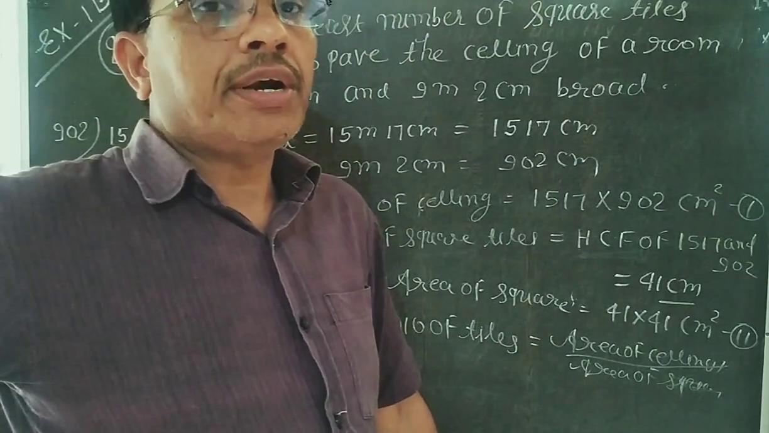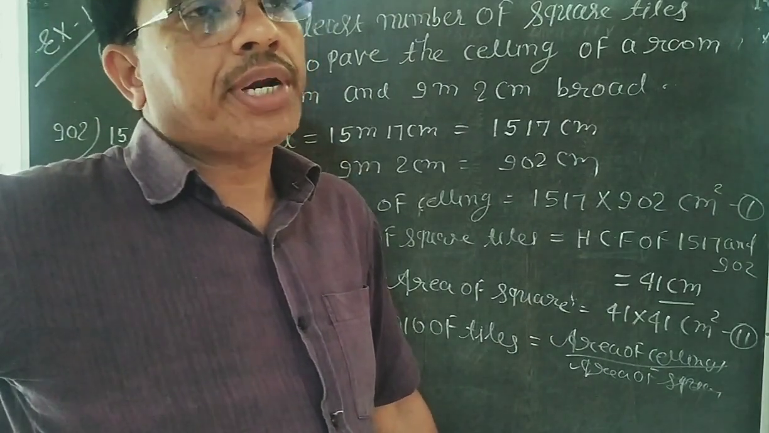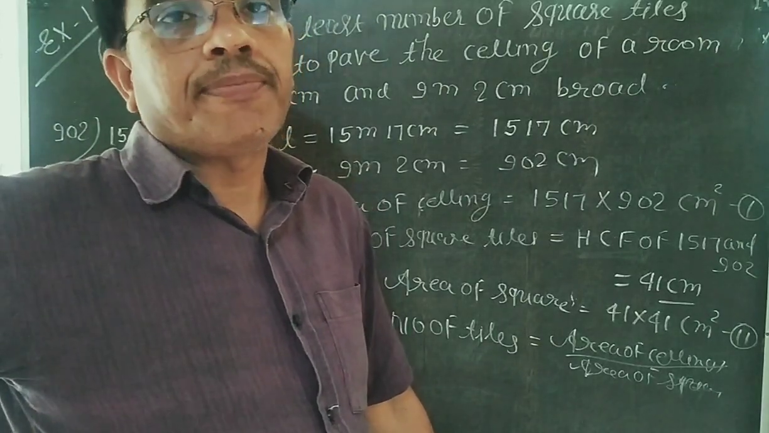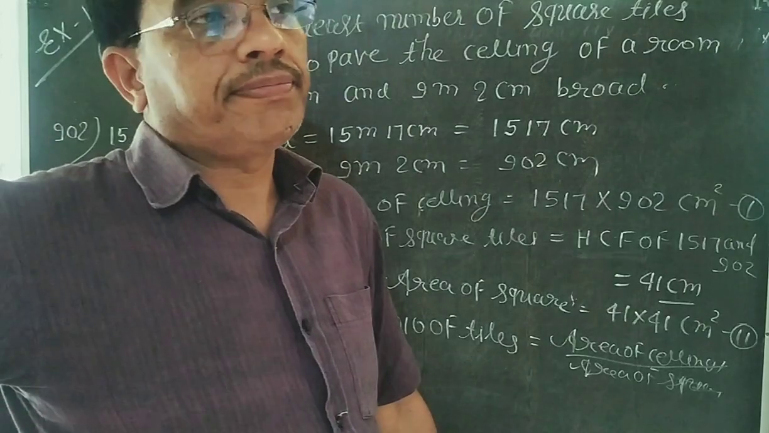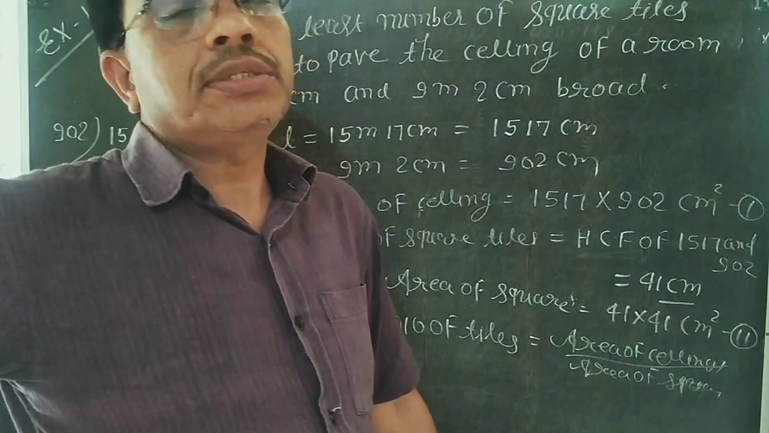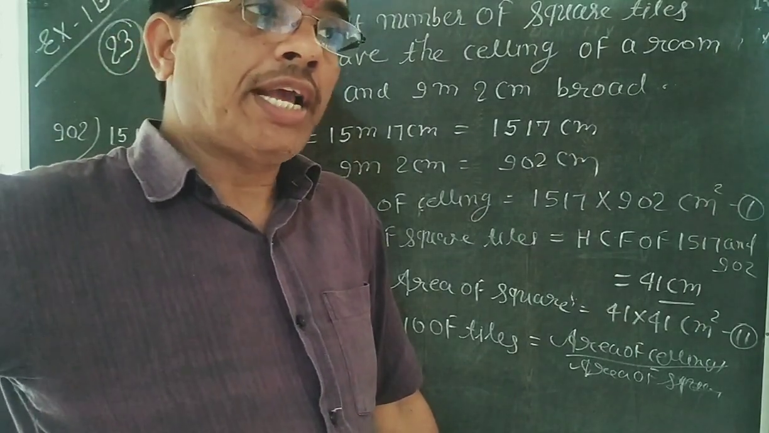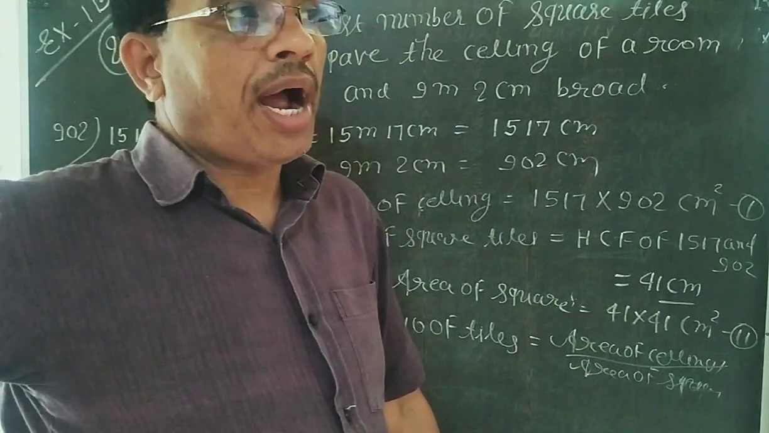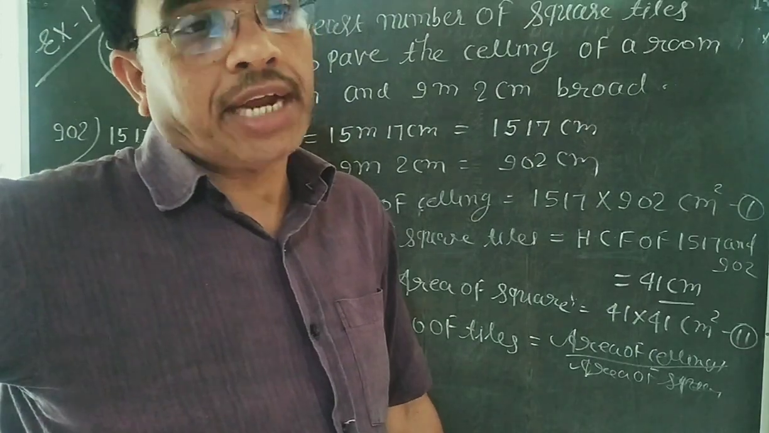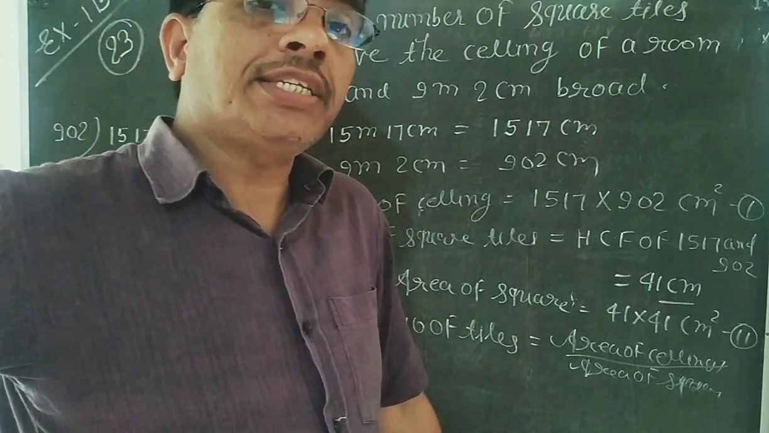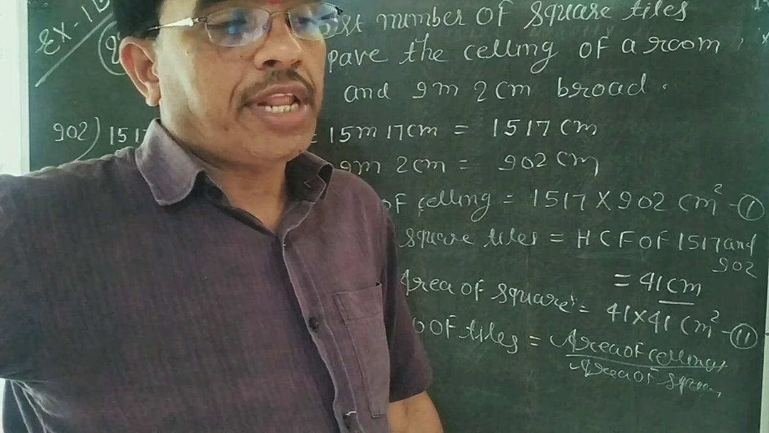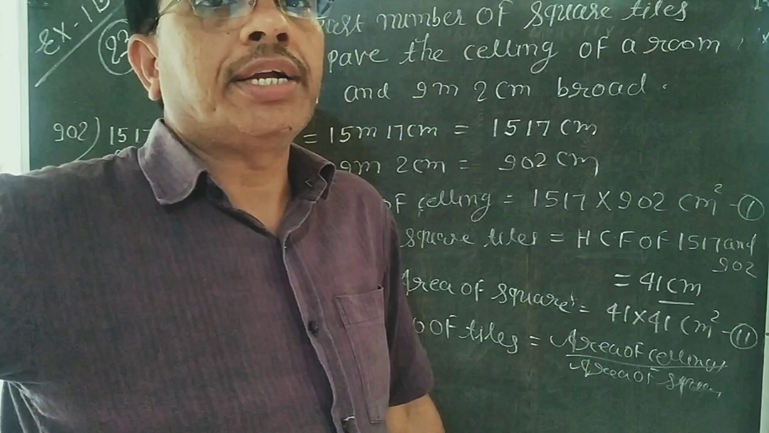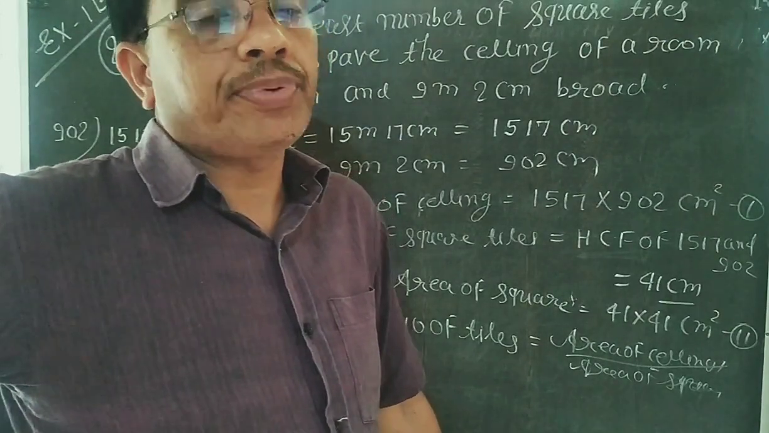That means there are 2 questions in this question. First, what is the size of the tiles? And second, how many tiles are required to pave the ceiling? So your first question is, what is the size of the tiles? That means that size divides the length and breadth exactly. Then it is the exact size of the square tiles. That means the side of a square exactly divides the length and breadth of the room.